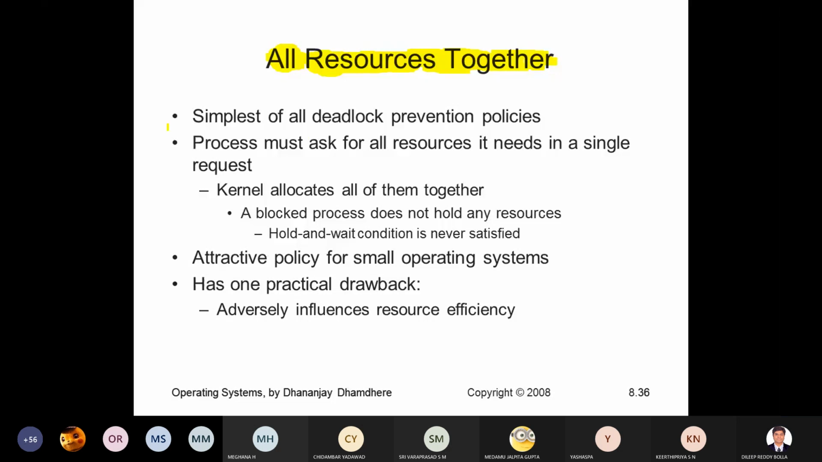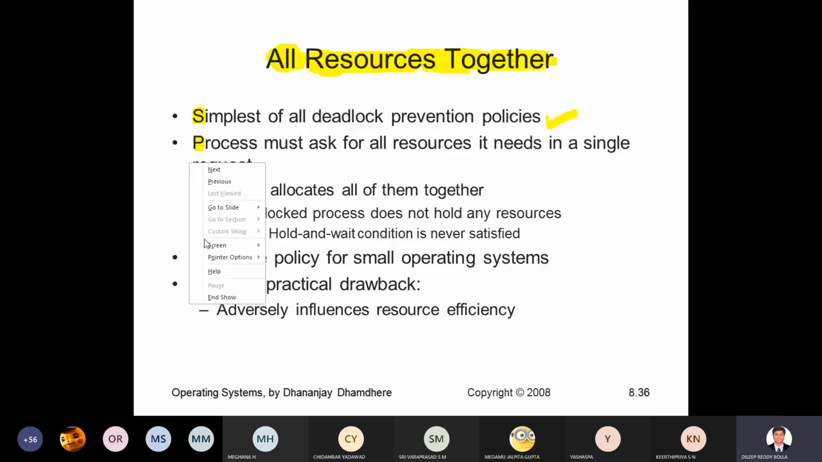Okay, this is the simplest of all deadlock prevention policies. If you have all the resources together and use this kind of method, it will be very simple to use. And the next thing is: the process must ask for all the resources it needs in a single request.